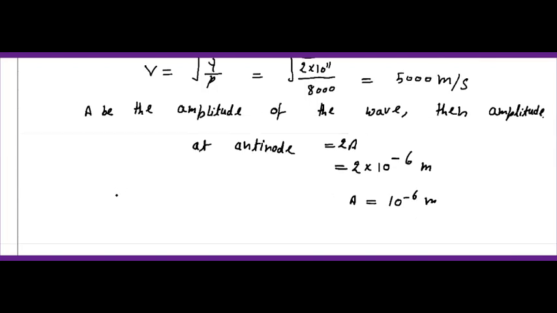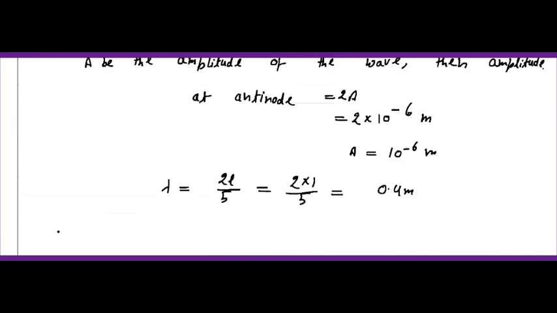Now calculate the wavelength of the wave. The wavelength is 2L by 5, because this segment is lambda by 2. Here L is 1 and we divide by 5. This will come to 0.4 meter.